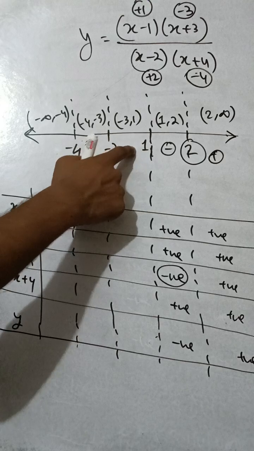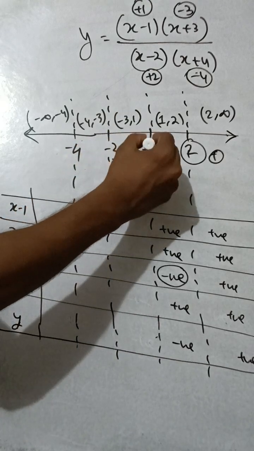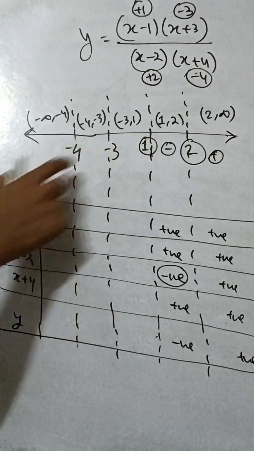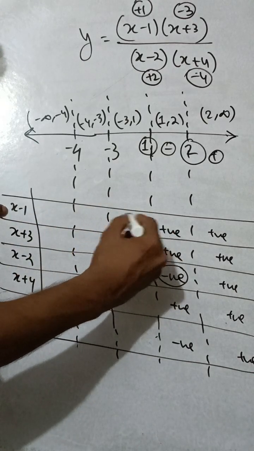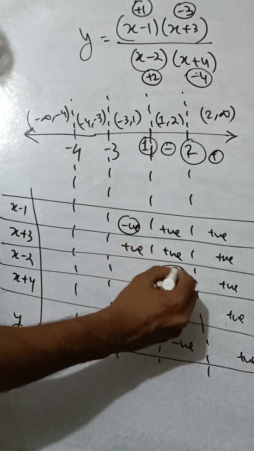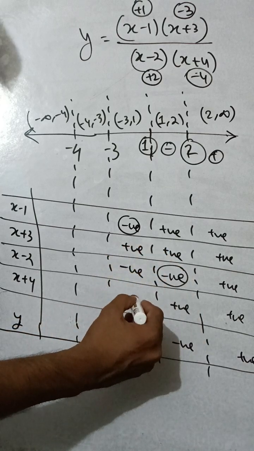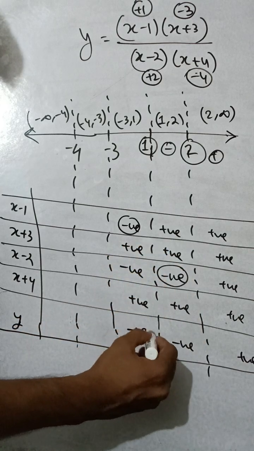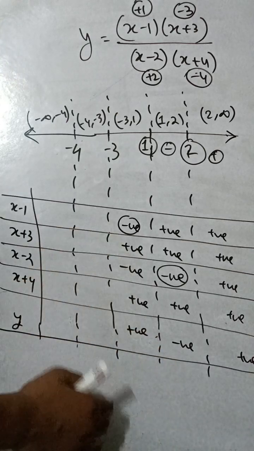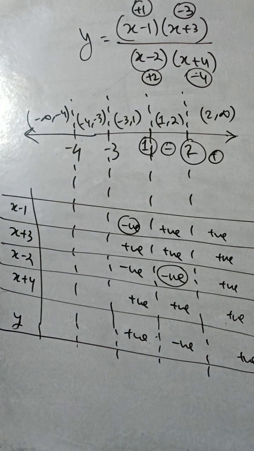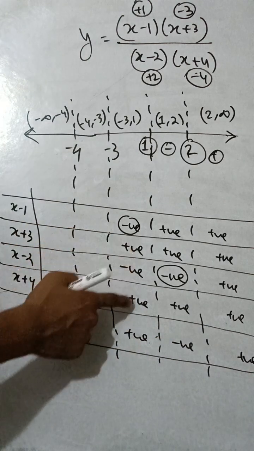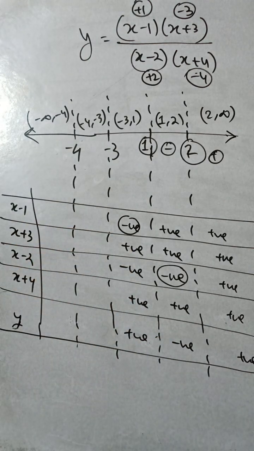Now we move into this region after crossing critical point 1. Critical point 1 belongs to x minus 1. That was positive last time, so now it will become negative, and everyone else retains their last state. So what will y become? y will become positive now, since we have 2 negatives and 2 positives, it becomes positive.